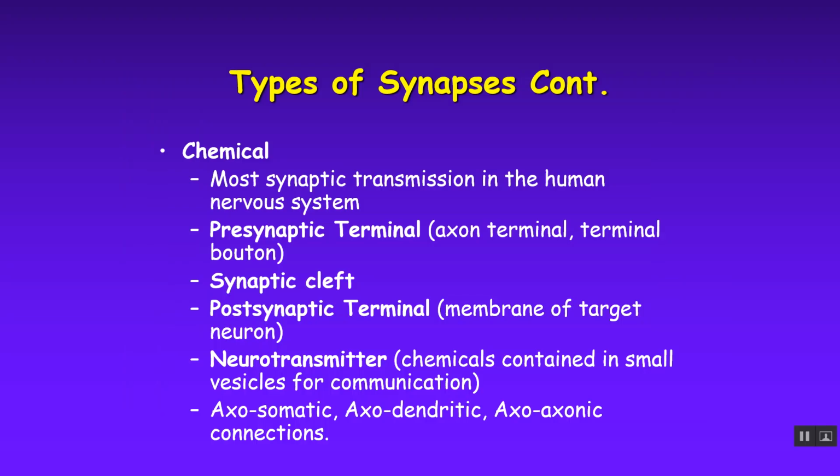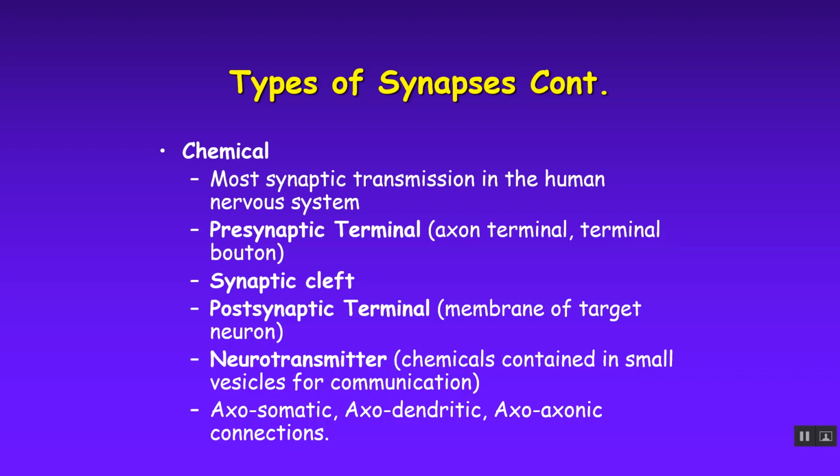So that's electrical synapses. Now let's talk about chemical synapses, which are by far the most common way we transmit information or communicate between neurons and other neurons, or neurons and muscles and neurons and glands. You have a presynaptic terminal, which is that end of the axon, right? Also sometimes called an axon terminal or a terminal bouton. Those are all synonymous terms. So presynaptic terminal, axon terminal, or terminal bouton are all the same thing.